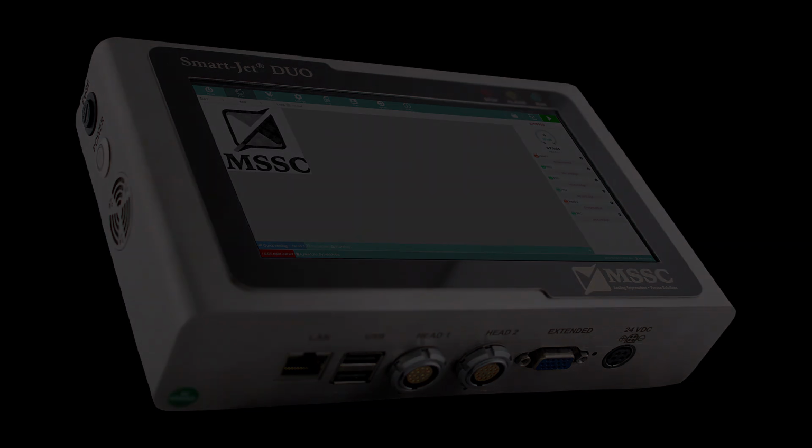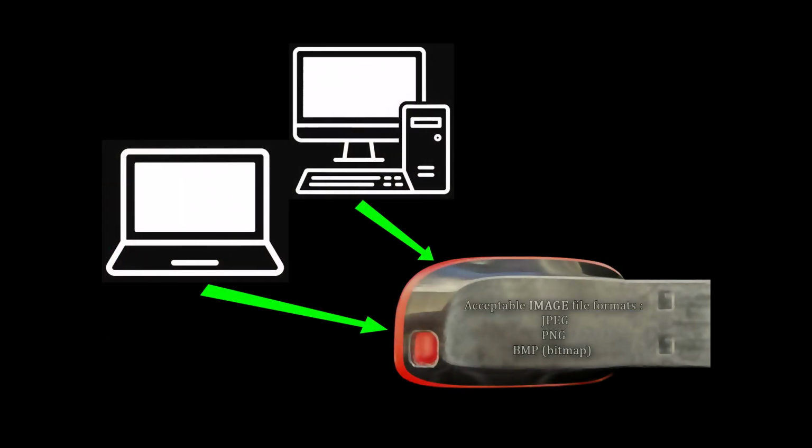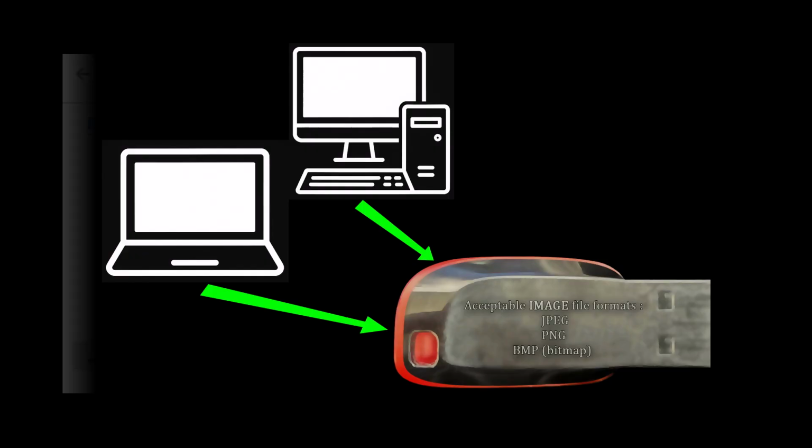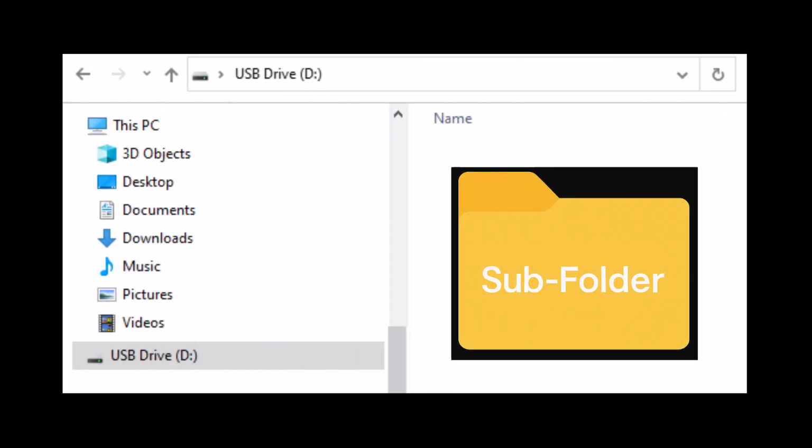Method 1: USB flash drive. First, you'll need a USB flash drive and an image file in one of the following supported formats: JPEG, PNG, and bitmap or BMP files. Copy your image file to your USB drive. You can place it in the main folder or inside a folder if you prefer. The controller can now navigate into folders to find your images.